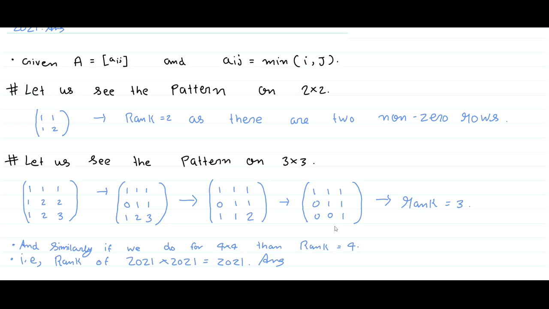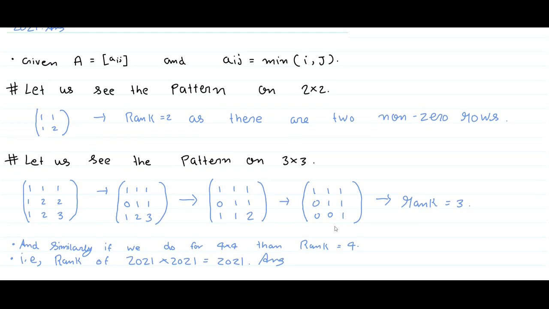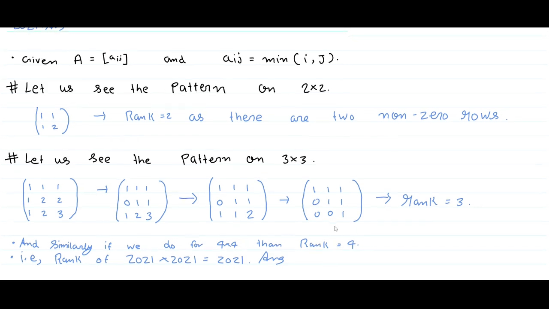So, we can clearly see the pattern that when we take a square matrix where each entry is the minimum of its row or column number, the matrix is always going to be a full rank matrix, which means its rank is always n. So, for the matrix of order 2021 cross 2021 where each entry is the minimum of its row or column number, the rank is going to be 2021. Hence, the answer to question number 4 is 2021.